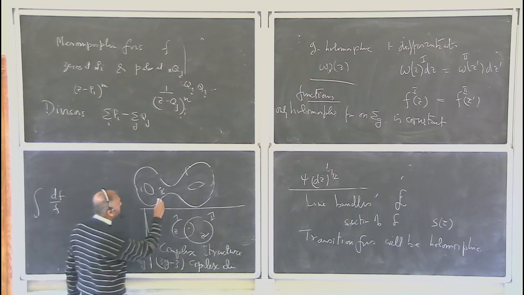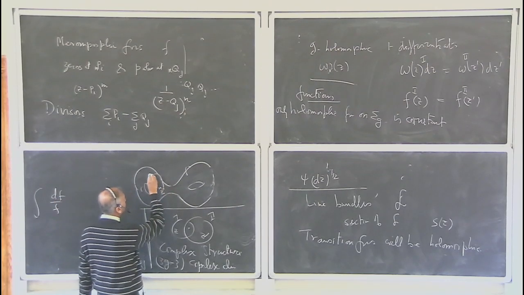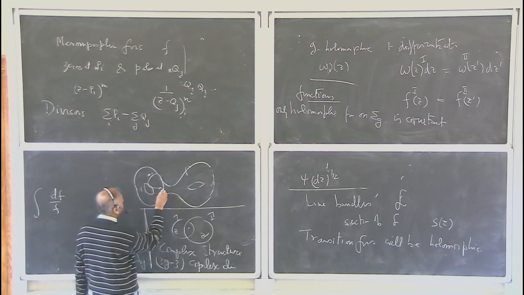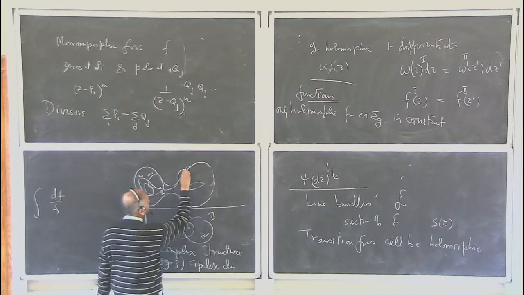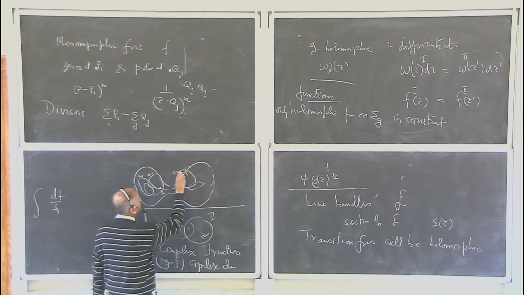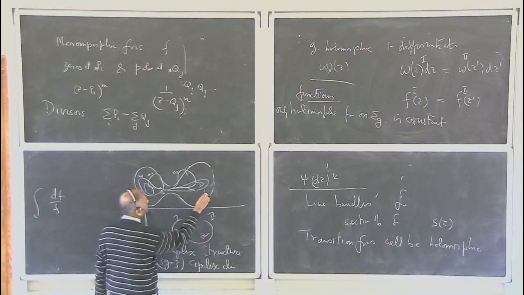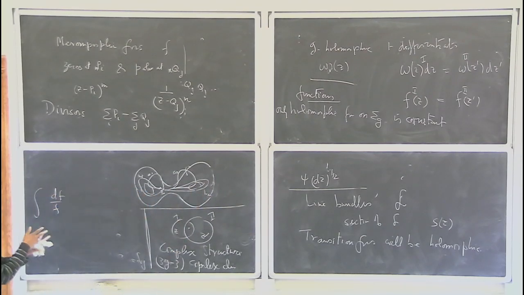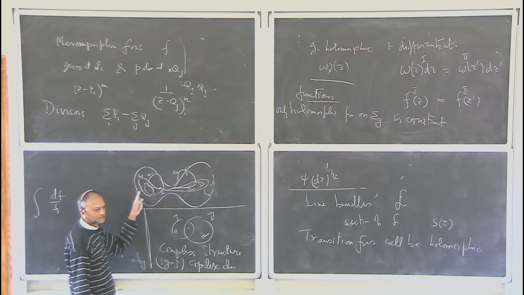And then draw the A cycles, starting from A1. The B1 would be, let's say, something like that. And the same thing, A2 and B2. Okay. And then cut this Riemann surface open along these curves.